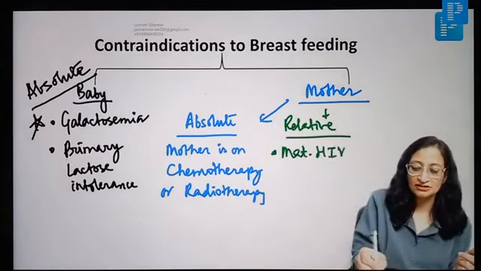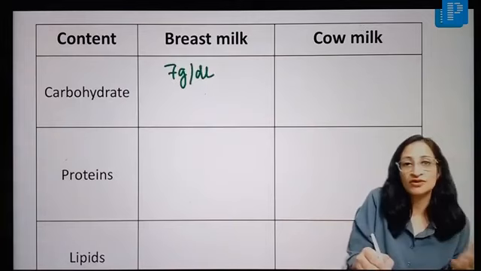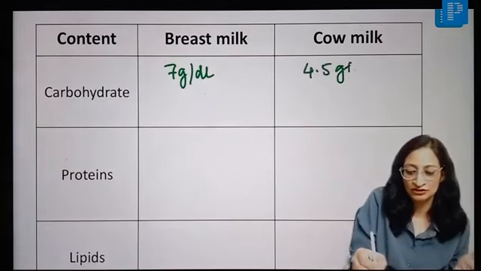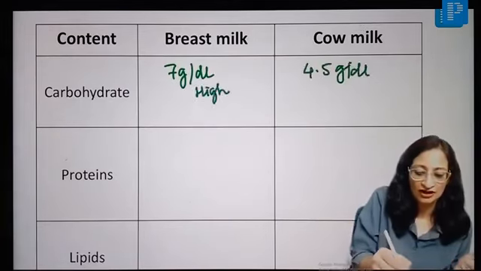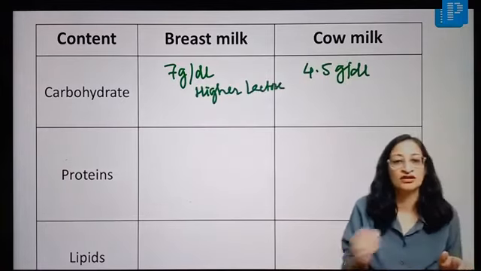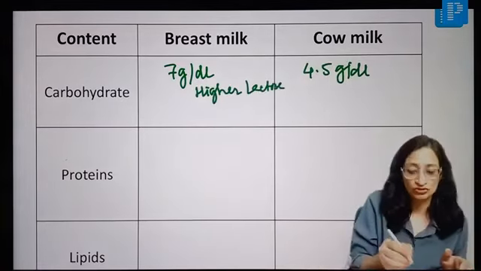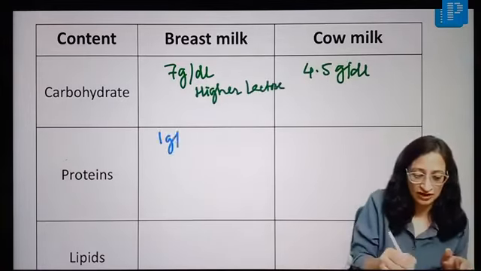So lactose content is more in breast milk or cow milk? It is more in breast milk. Breast milk has a lactose content of 7 gram per dl as compared to around 4.5 gram per dl in cow's milk. What about protein? Breast milk has lesser protein as compared to cow's milk: 1 gram per dl versus 3 to 3.5 gram per dl in cow's milk. And breast milk contains adequate amounts of amino acids like cysteine, taurine, methionine, which are required for CNS development of the baby. Breast milk is richer in whey proteins, which are more easily digestible, like lactalbumin, while cow's milk is rich in casein, which is not so easily digestible, right?